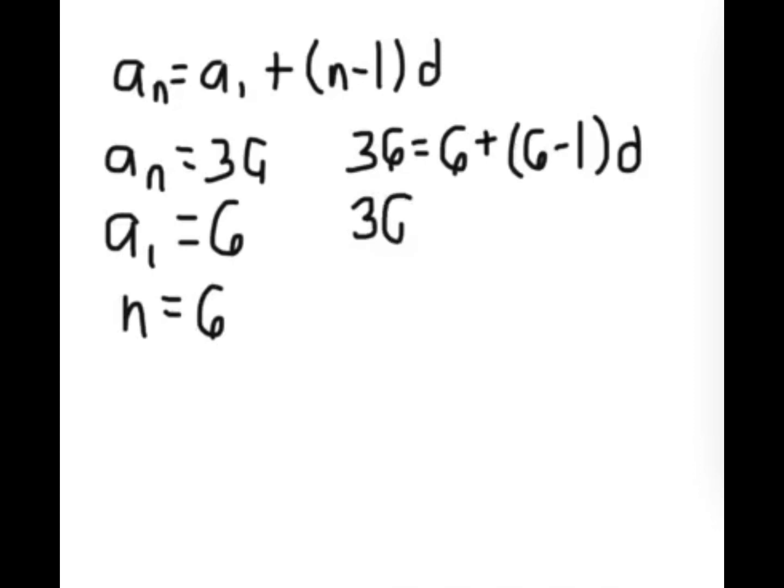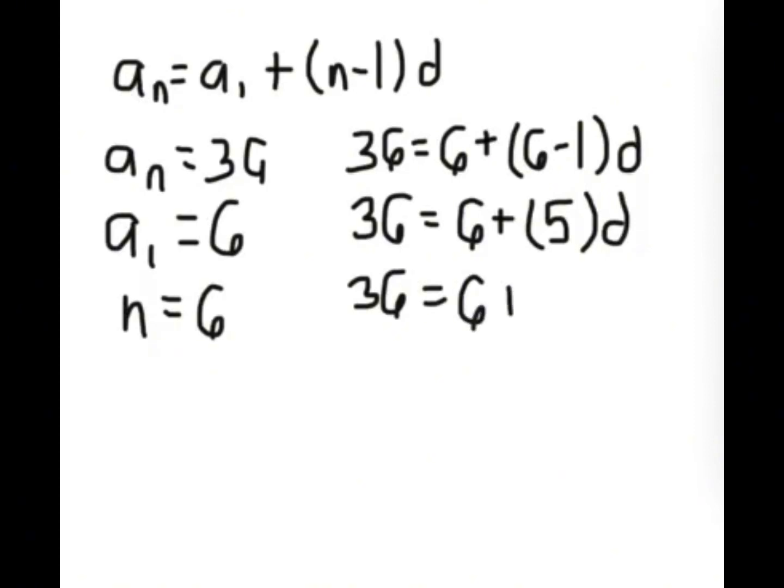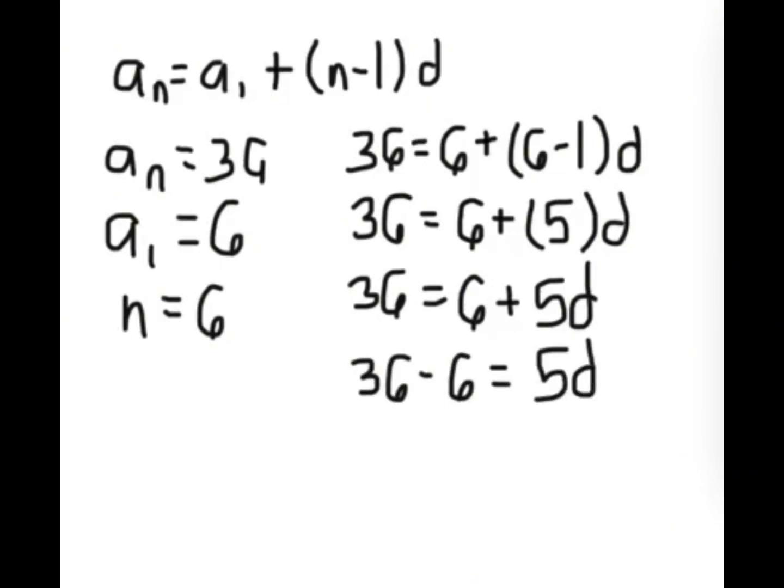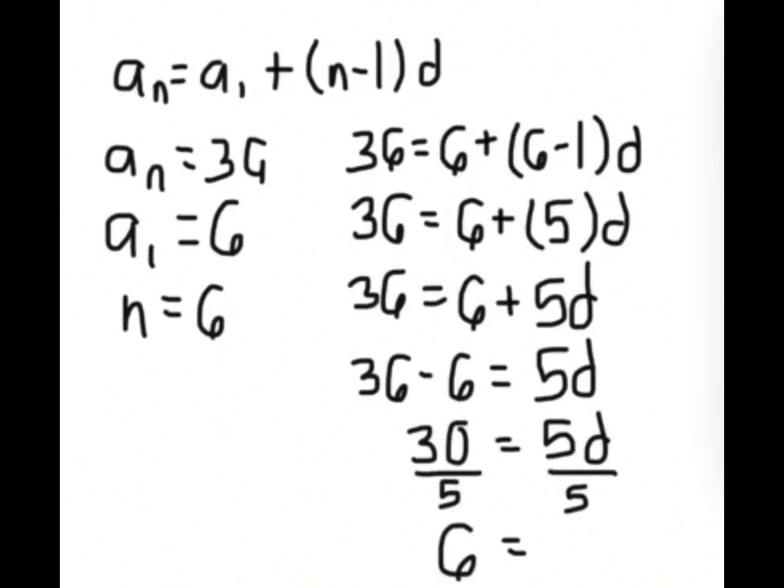Then, 36 is equal to 6 plus 5 multiplied by d, 5 because 6 minus 1 is 5. And then, 36 is equal to 6 plus 5d because 5 multiplied by d is 5d. Then we have to transpose 6 to the other side. It becomes 36 minus 6 equals 5d. If we get the difference of 36 and 6, we simply divide 5 on both sides to get d, which is 6. Therefore, 6 is the common difference of this given sequence.